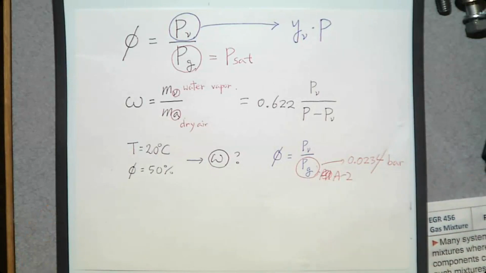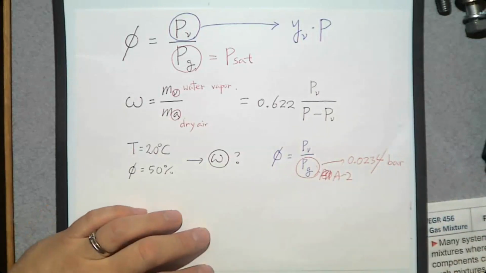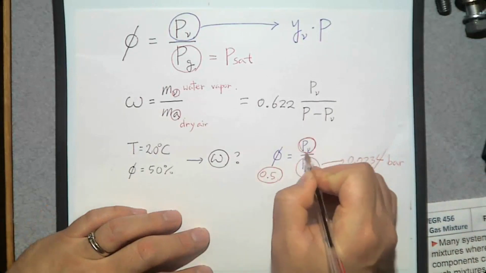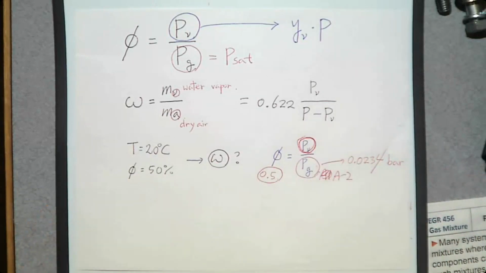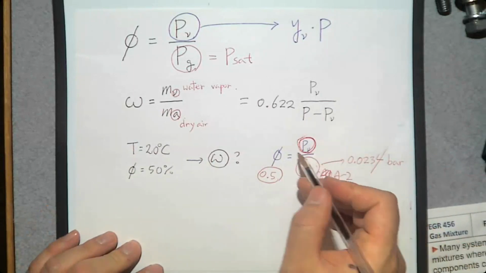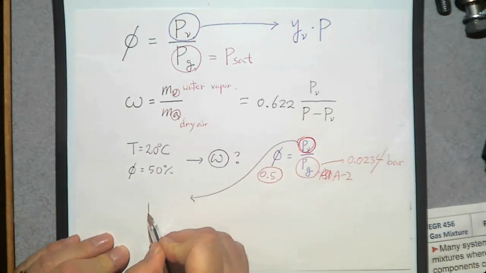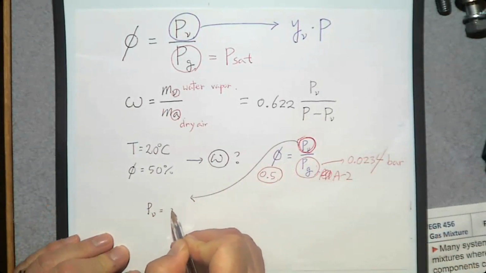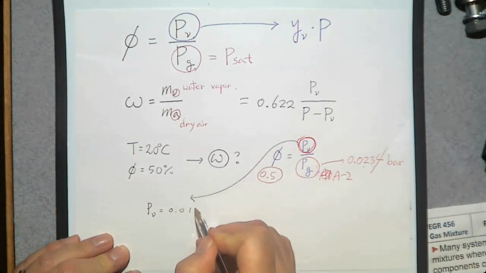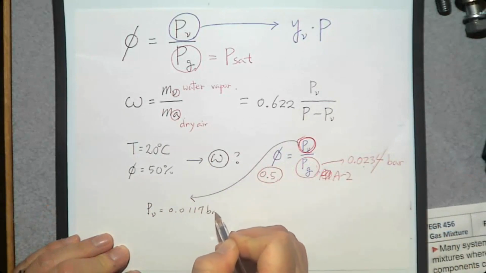So let's use bar. And the relative humidity is 50%. So this one is 0.5. Then you can determine the partial pressure of water vapor. So the partial pressure of water vapor from this calculation, PV, is going to be 0.0117 bar.